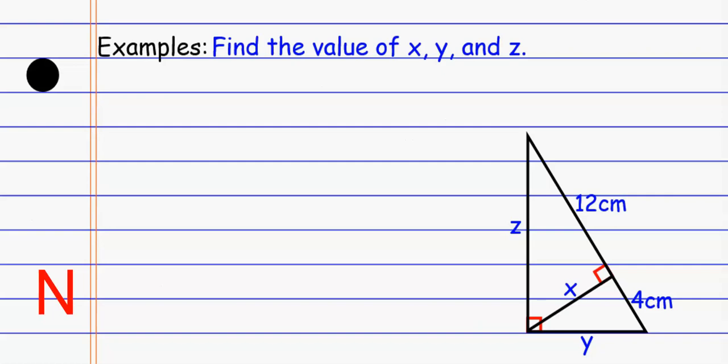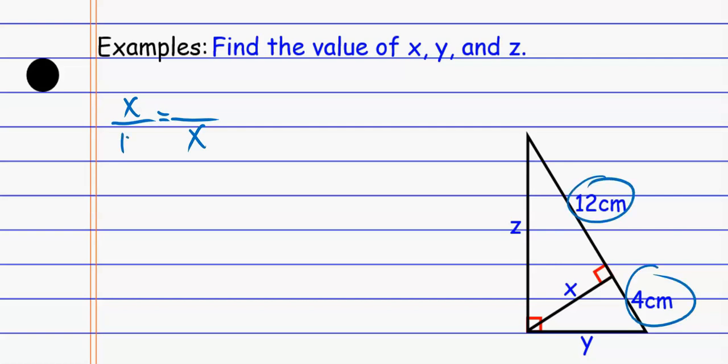So let's start with x. X is the geometric mean. That's the altitude. So x is the geometric mean between the pieces of the hypotenuse. So here, x is the geometric mean, so I set x across from itself. And it's the geometric mean of the pieces of the hypotenuse. Well, that's the 12 and the 4. So I just plug in the 12 and the 4. And it doesn't matter the position I put these in, because remember, proportions, I can switch the diagonals. And now I cross multiply and solve.